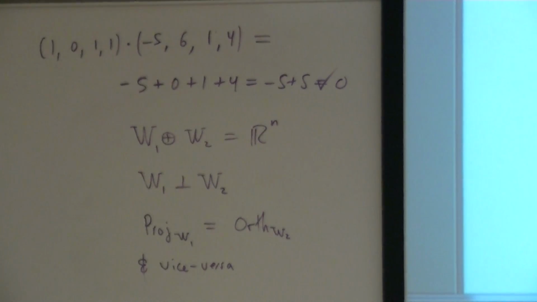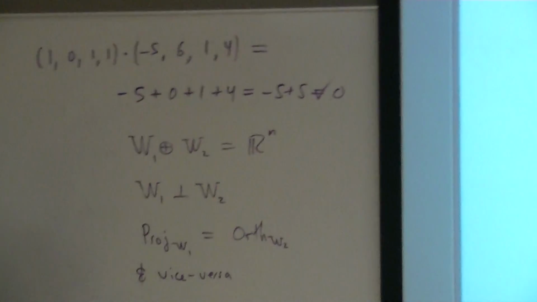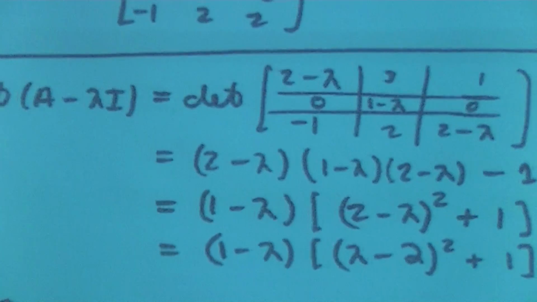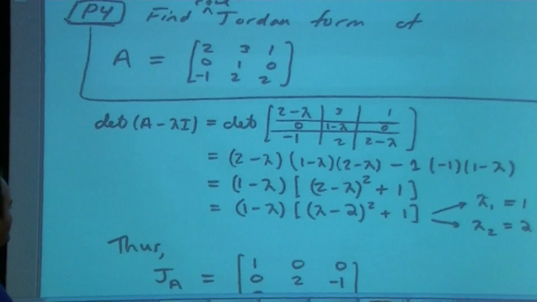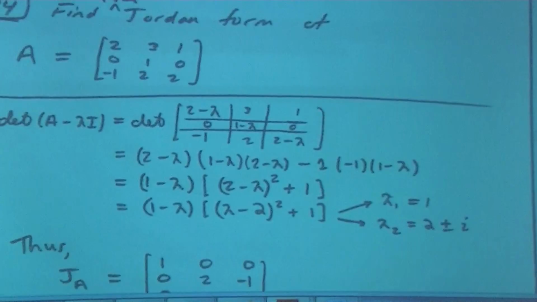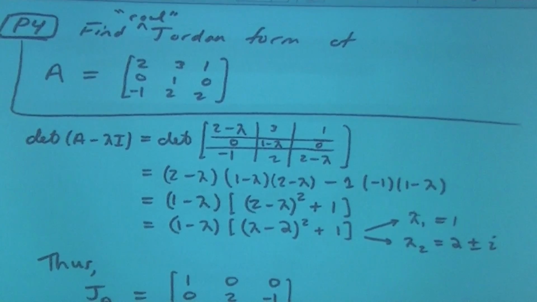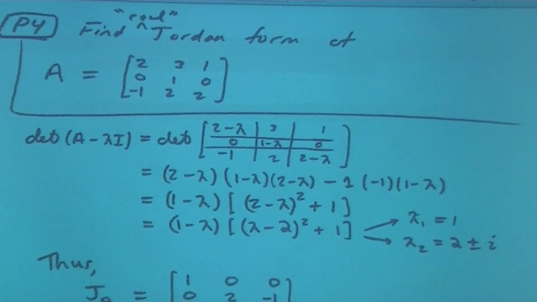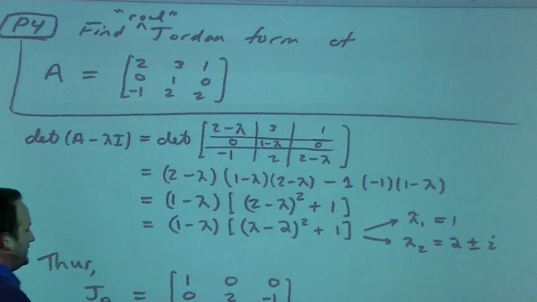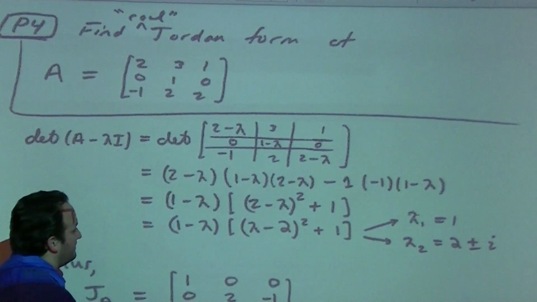Problem 4 continued. Find the real Jordan form of the block. First of all, with any of these problems, unless you're given extra data, you just have to face the music and calculate the characteristic polynomial.